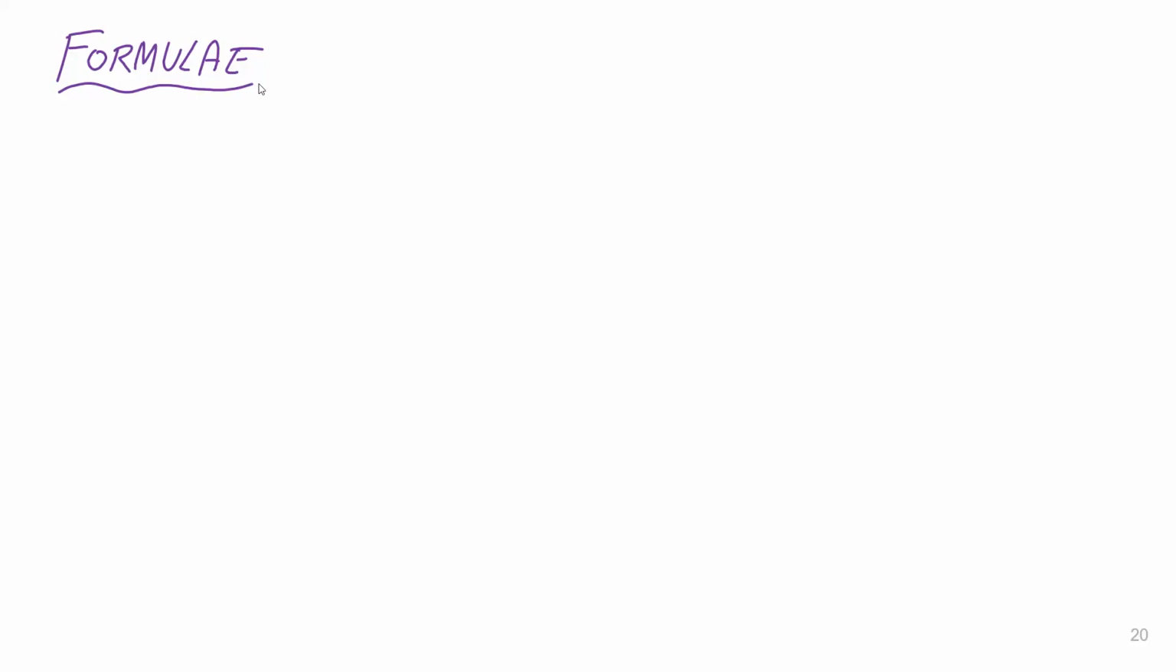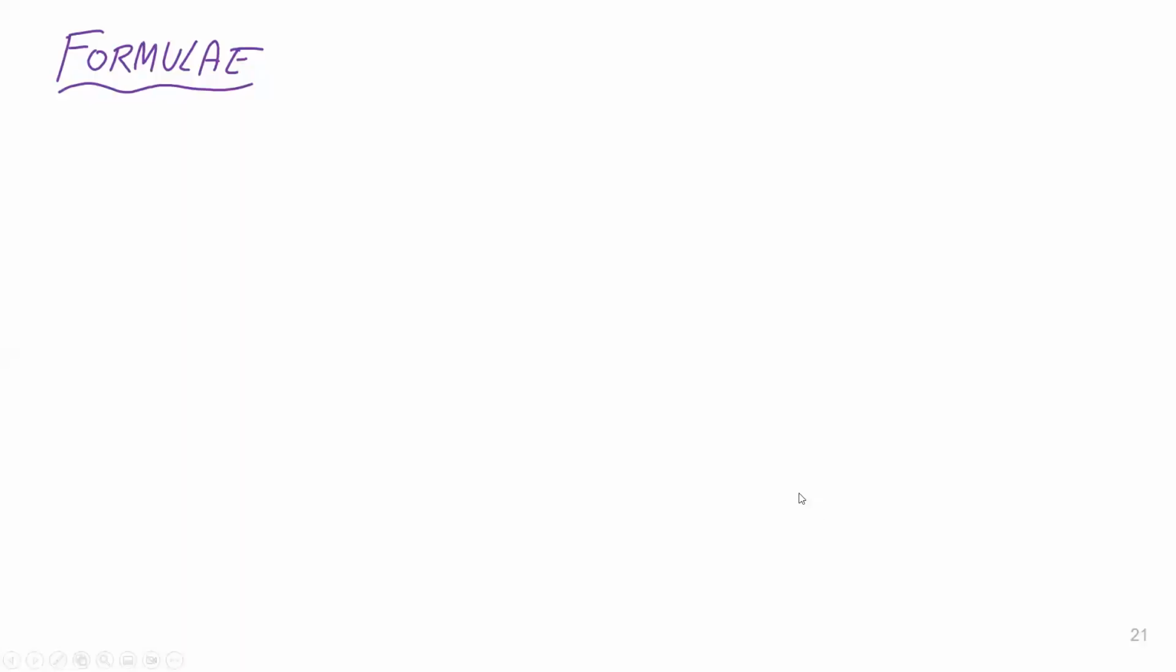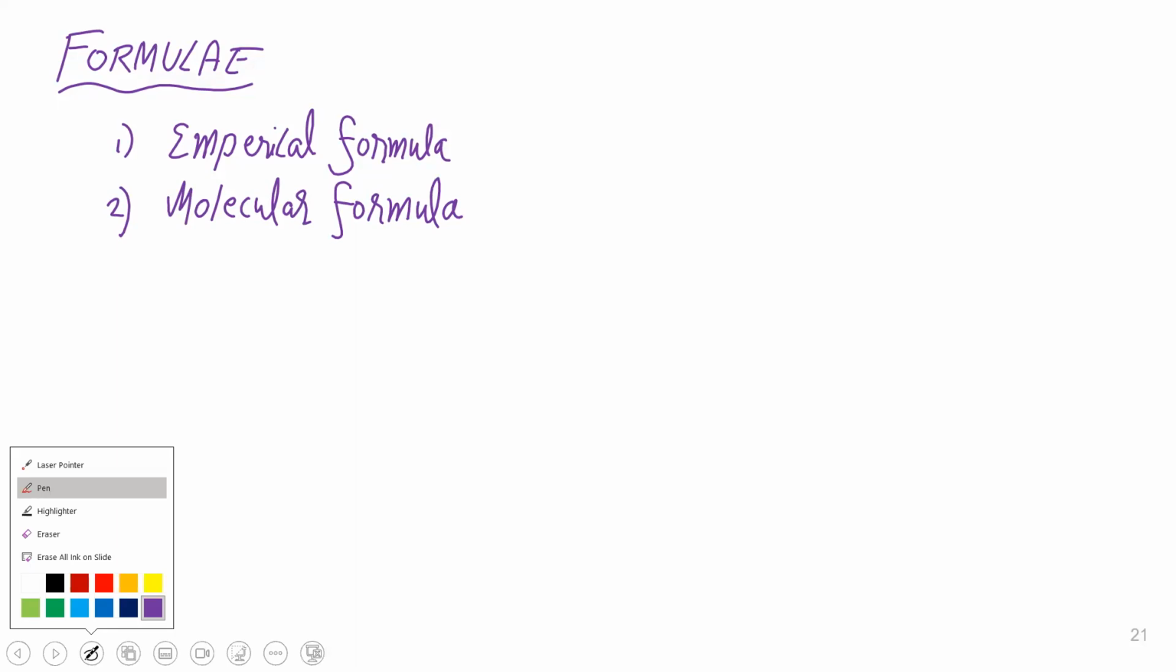Done. Now we developed a memory from our earlier chemistry, as mentioned, that there are different types of formulas. And if I recall, the first one was empirical formula. The second one is the molecular formula. These two should be in your memory from earlier classes.